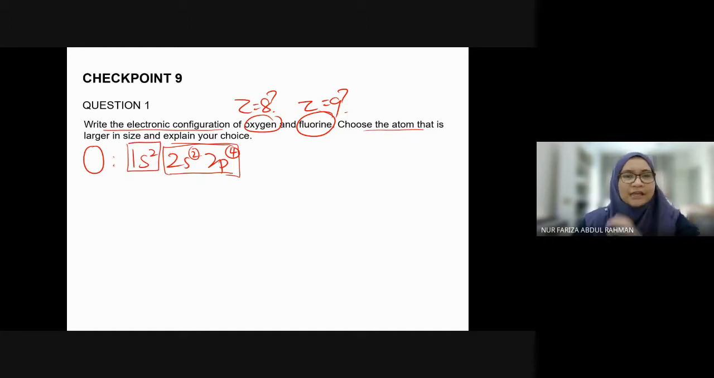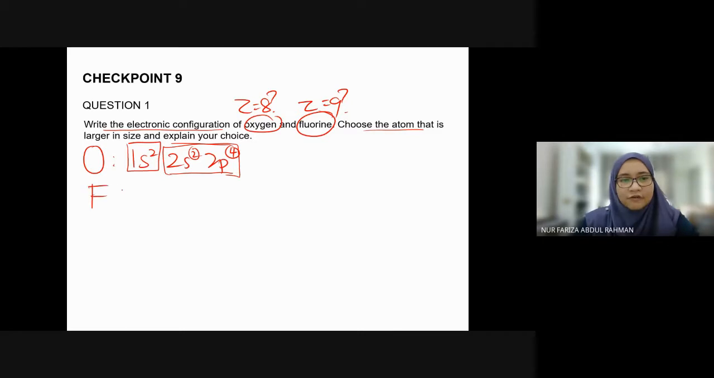So banyak sangat information, banyak sangat hint that you could use to check your electron configuration. Okay, that makes sure your electron configuration is correct. Jangan buat shock sendiri. Use this hint to help you make sure that your answer is correct.